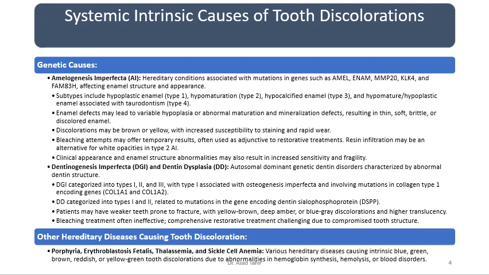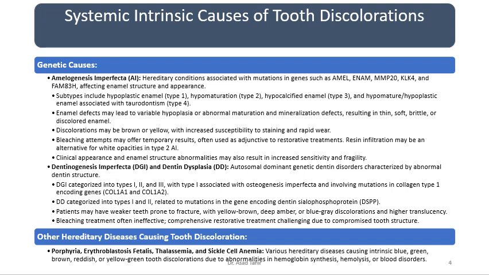Systemic intrinsic causes of tooth discolorations. Genetic causes. Amelogenesis imperfecta, AI, hereditary conditions associated with mutations in genes such as AMEL, ENAM, MMP20, KLK4, and FAM83H, affecting enamel structure. Subtypes include hypoplastic enamel, type 1, hypomaturation, type 2, hypocalcified enamel, type 3, and hypomature/hypoplastic enamel associated with taurodontism, type 4.